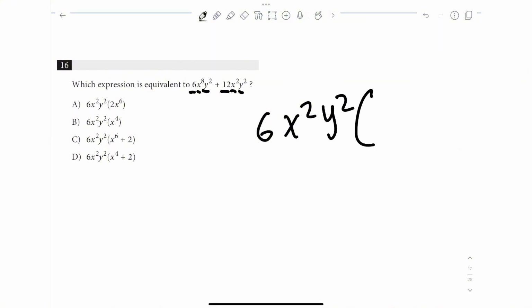So then what is left inside? We took out the 6 completely. We took out the y squared completely. There was an x to the power of 8. Whenever we're multiplying exponents or dividing exponents, it's like adding and subtracting the exponent. So inside, we're going to have x to the power of 6 plus, we pulled out a 6, not a 12, so that still leaves behind a 2. And we pulled out x squared and y squared completely, so that's all that's left. And this gives us answer choice C.